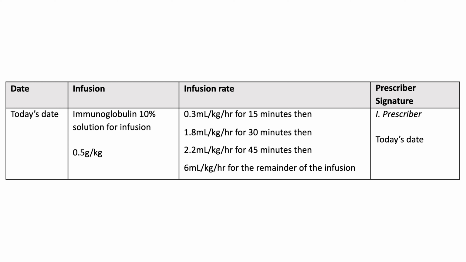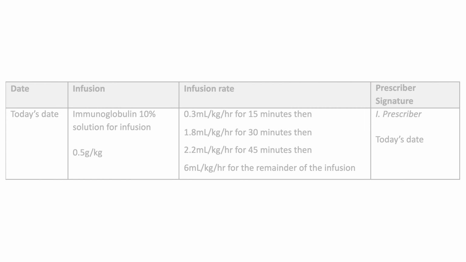Then if we look at the fourth rate, the 6 mils per kilo per hour, it doesn't tell us how long to infuse that for. So I'm thinking in my head as I'm doing this question, that's something I'm going to have to work out, because the question itself in bold is really asking me for the total infusion duration. And that total duration is the 15 minutes, plus the 30, plus the 45 minutes, plus this bit at the end, which we need to work out. So let's start by looking at step 1.